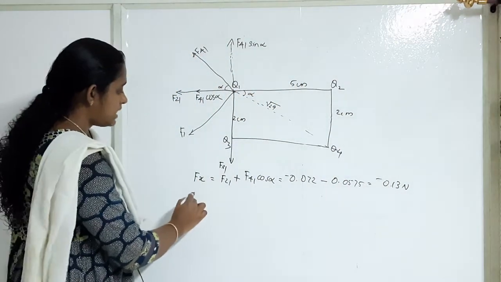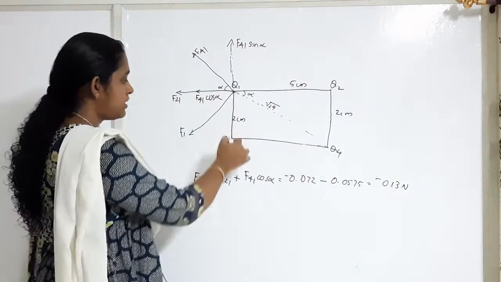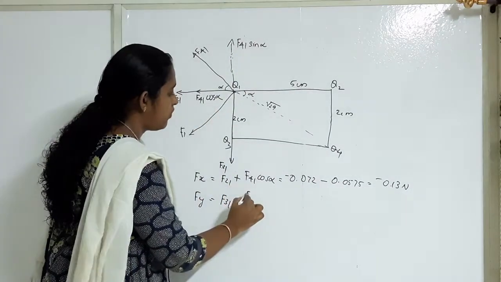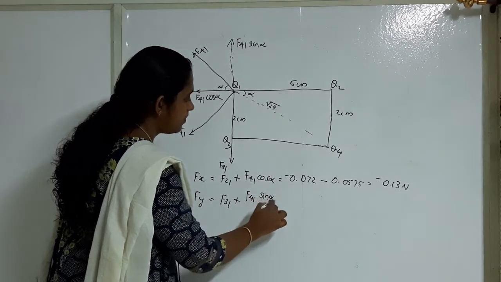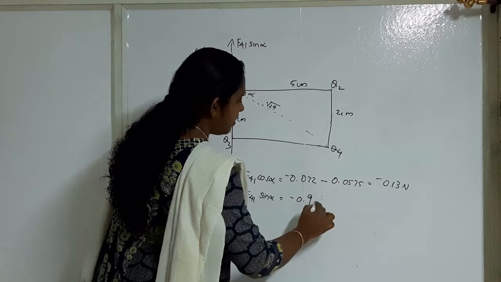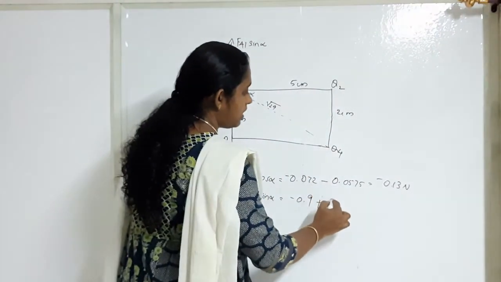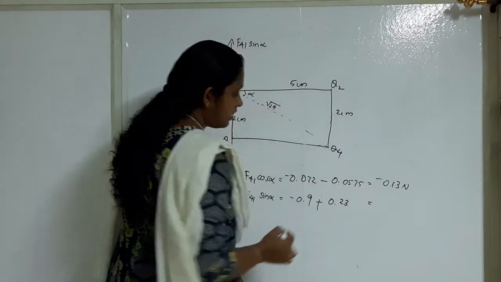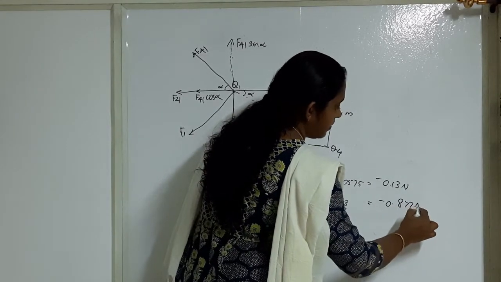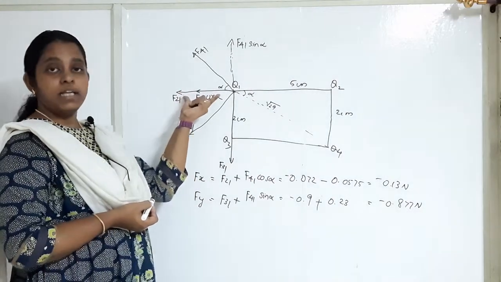Now again, what is Fy? That is the total force in the y direction. F31 is in the downward direction, and F41 sin alpha is in the upward direction. So F31 we know is minus 0.9, then plus, since it is in the positive direction, plus 0.023. So this becomes minus 0.877 Newton.